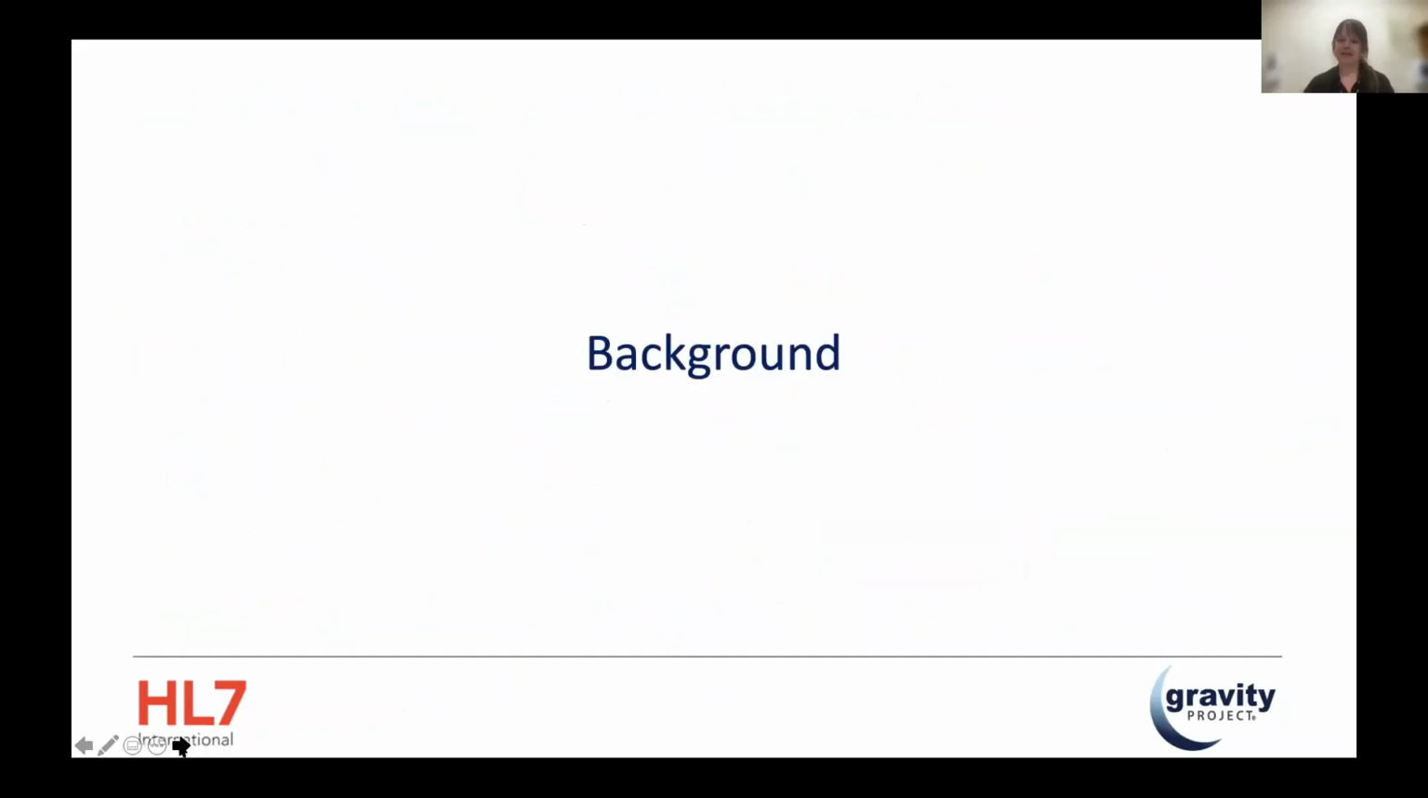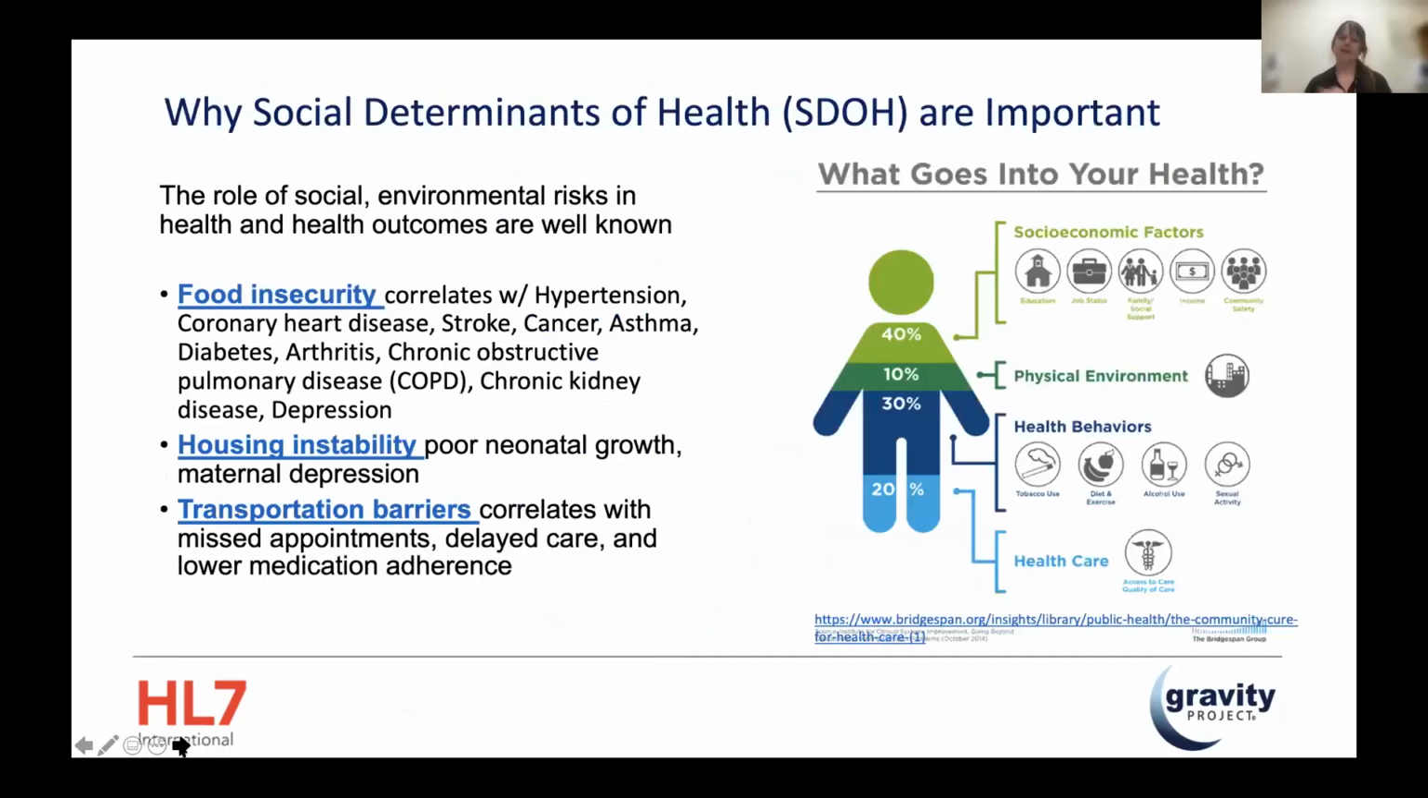And now the background. Again, Dr. Pinto and the prior speaker made a very good case. So I just state very basically what we know: the role of social and environmental risks in health and health outcomes is very well known, right? The reason we need to address social determinants of health in order to care for patients and populations is clear, whether it be from a food insecurity, housing instability, or transportation perspective. They estimate about 80% of a person's wellness comes out of that mix of social, environmental, and behavioral concerns.